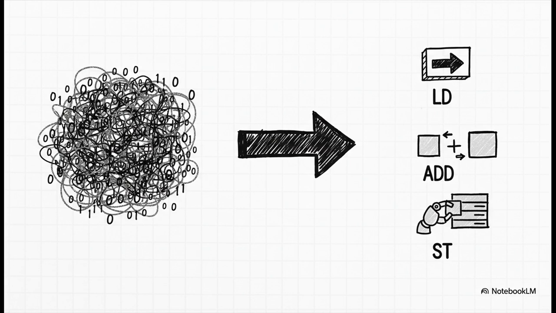So, how does this magic bridge actually work? Well, the secret ingredient is something called mnemonics. It's a fancy word, but they're basically just easy-to-remember keywords that stand in for those complex binary commands. So instead of typing a long, confusing string of numbers, a programmer can just write LD to load data, add to add something, or ST to store result. It's just so much more human-friendly, you know?